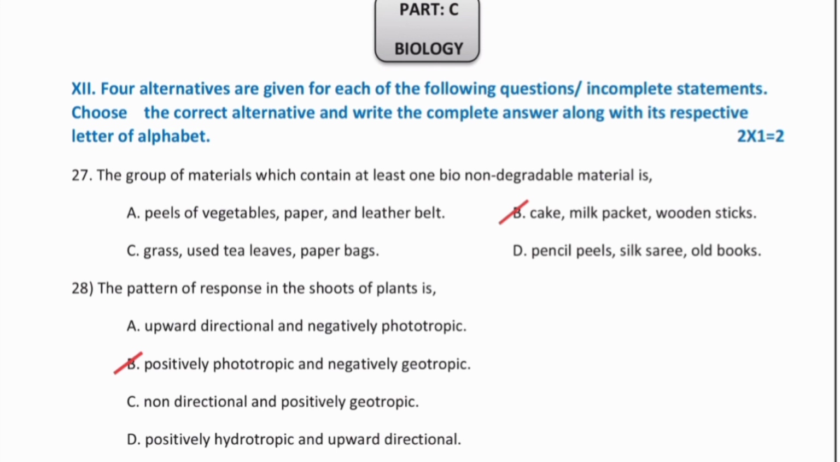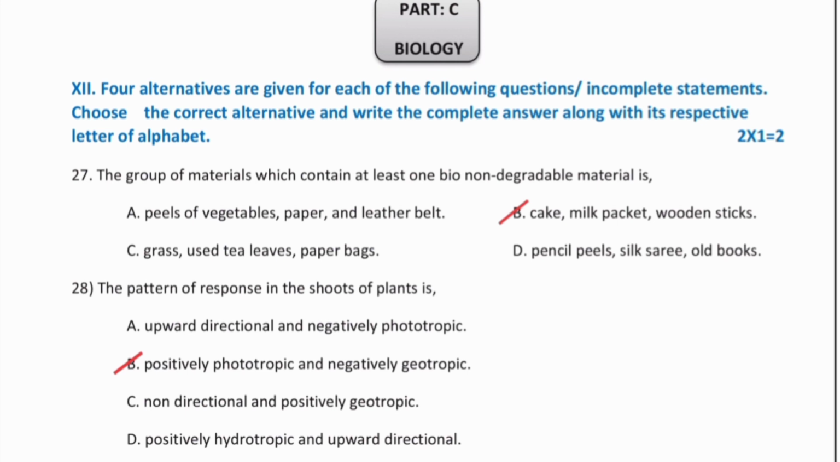The group of materials which contains at least one non-biodegradable material is, in the following options, check for a substance which is non-biodegradable material. The correct answer is option B, cake, milk packet and wooden sticks. Milk packet is a non-biodegradable material.